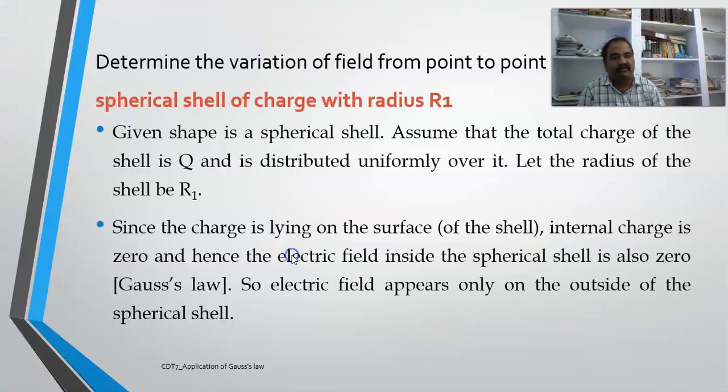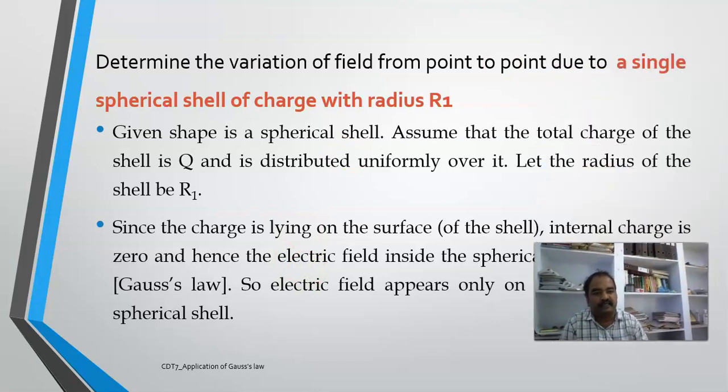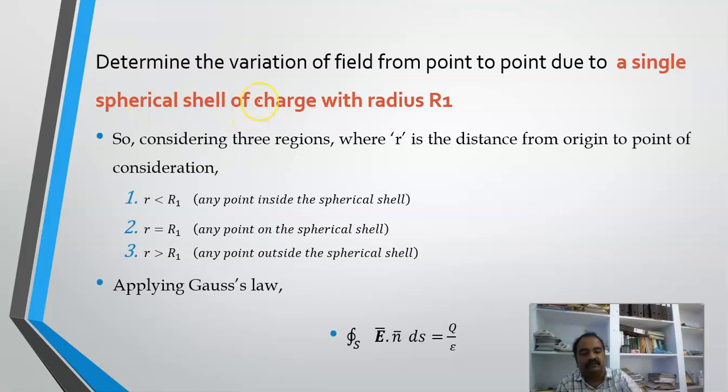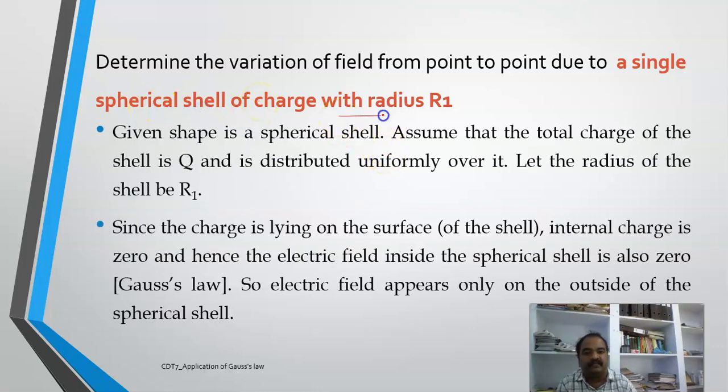Now, the first part where we are considering a single spherical shell of charge with radius r1. Let us suppose there is a single spherical charge and its radius is r1. The given shape is a spherical shell, assuming that the total charge of the shell is q and is distributed uniformly over it, which means over the surface. So charge is there only on the surface of the sphere. Internally, there is no charge.